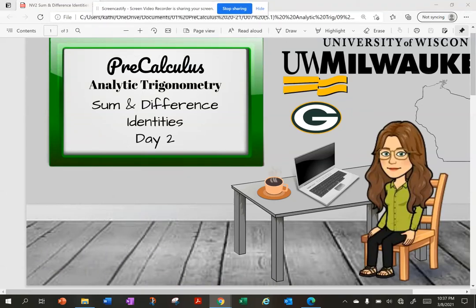Today's lesson is on sum and difference identities. This is the second day. I'm going to go through a few more examples.